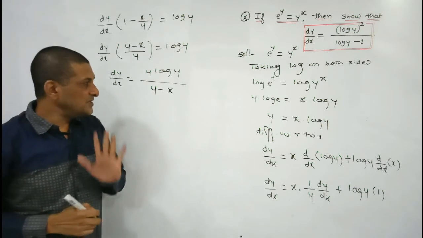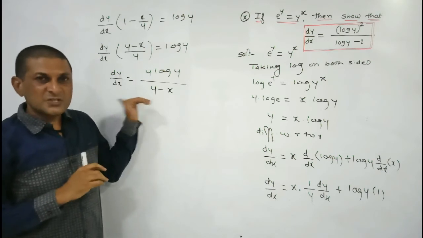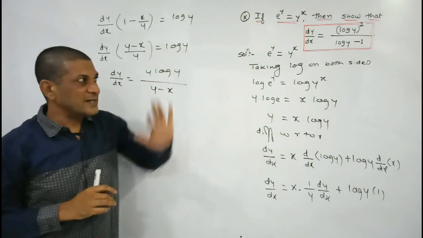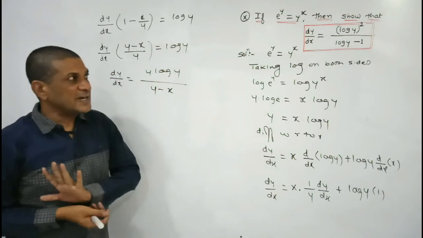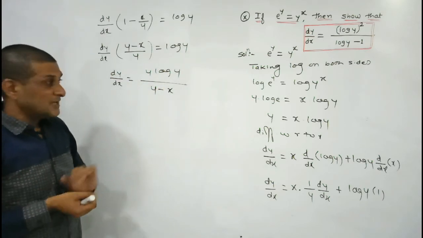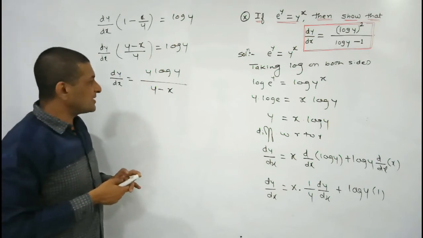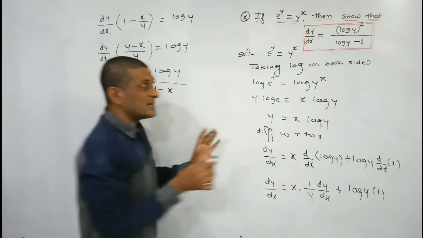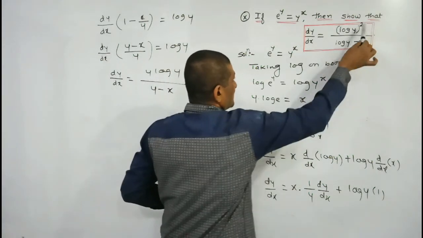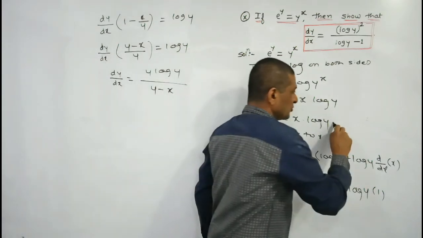But if you observe here, this is not our required result, isn't it? We have got the value of dy by dx, but the required result is somewhat different. So we have to simplify it. To simplify it, we are replacing here. If you observe the required result, in this required result x does not appear, means we have to eliminate this x, and to eliminate this x we are making use of this equation.